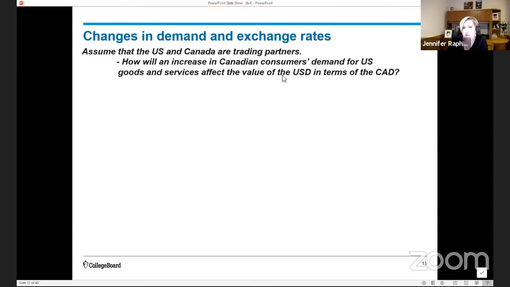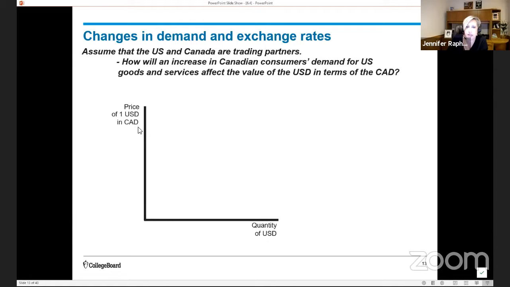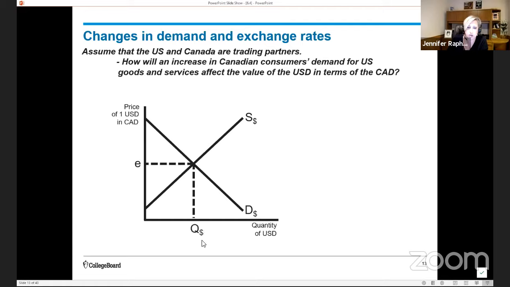So when we're looking at the value of the US dollar, that means we want a market for dollars, because we want the value of the US dollar on the vertical axis and the quantity of the US dollar on the horizontal axis. So we have the price of dollars, and in this case, it's the price of one US dollar in CAD. So now we can have a supply for dollars, a demand for dollars curve, an equilibrium exchange rate, and a quantity of dollars.